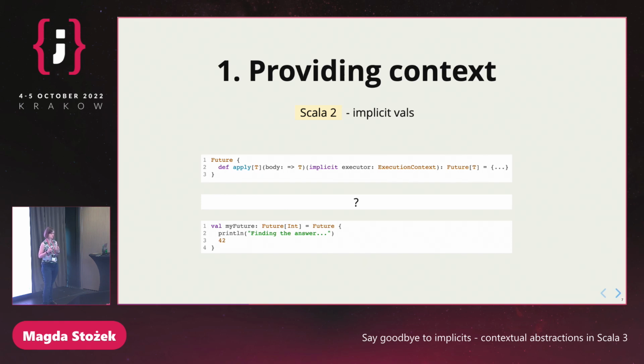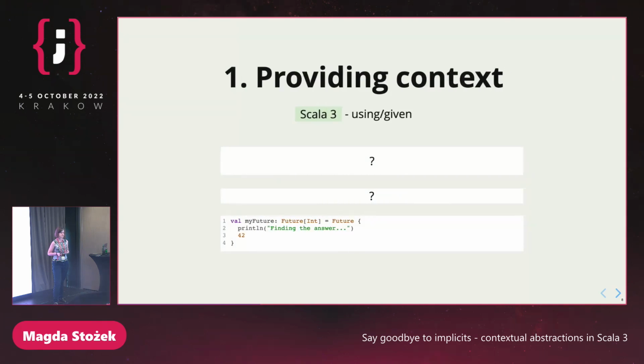And if you want the bottom code to work, you need to have a bit of code like this. So somewhere in your code, you have to provide this context. You have to provide this execution context that you want to use for this future. And this is Scala 2. This is how you used to do it.